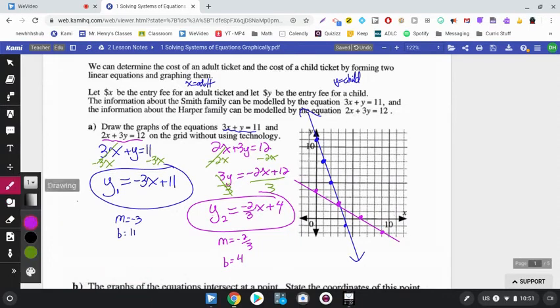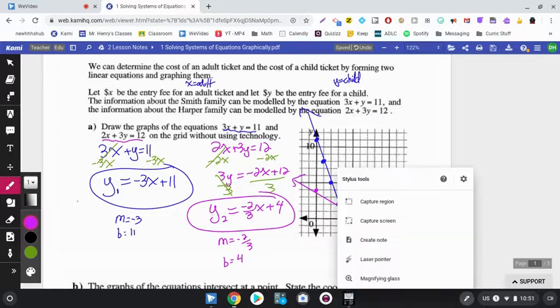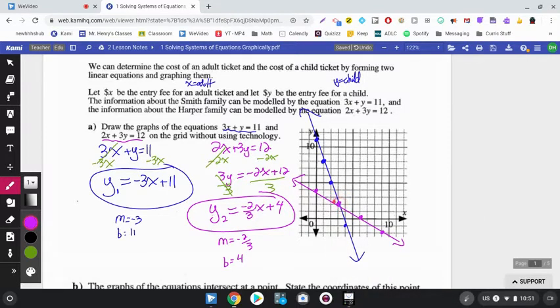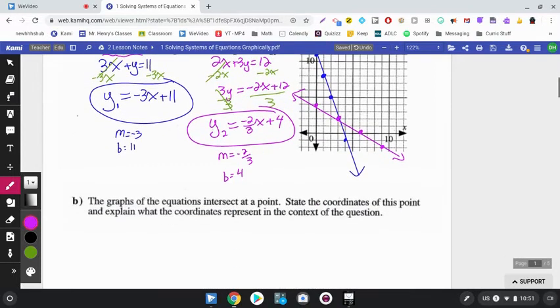Not great, but whatever. The reason I put as many dots as possible is because I wanted to see something curious here. The blue point and the purple point are actually the same point. The graphs of the equations intersect at a point. That's just what I talked about. State the coordinates of this point.